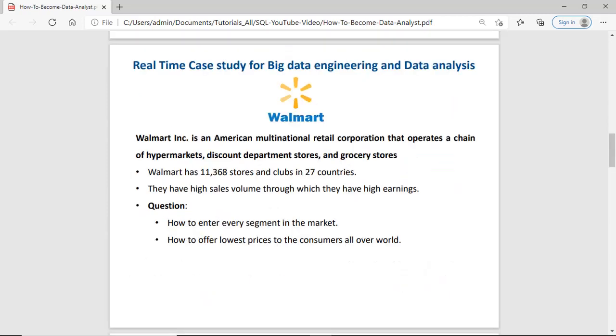Let us take a small case study of Walmart. Walmart has more than 11,000 stores in 27 countries. Now the company wants to enter every segment of the market. As a data analyst, what do you do? You have to collect the data of every segment of the market. The second question is how to offer the lowest price to consumers all over the world. Again, you have to collect data from all over the world, with the price of the product and a comparison of the products offered by other companies. Think about the size of the data. To maintain, analyze, summarize and create reports, you need specific knowledge and specific techniques for that purpose.